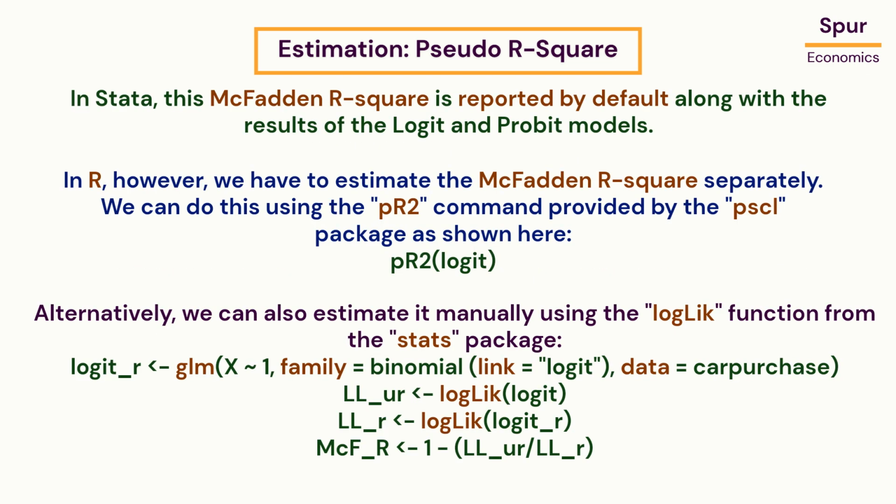In Stata, this McFadden R-square is reported by default along with the results of the Logit and Probit models. In R, however, we have to estimate the McFadden R-square separately. We can do this using the PR2 command provided by the pscl package as shown here. Alternatively, we can also estimate it manually using the logLik function from the stats package.